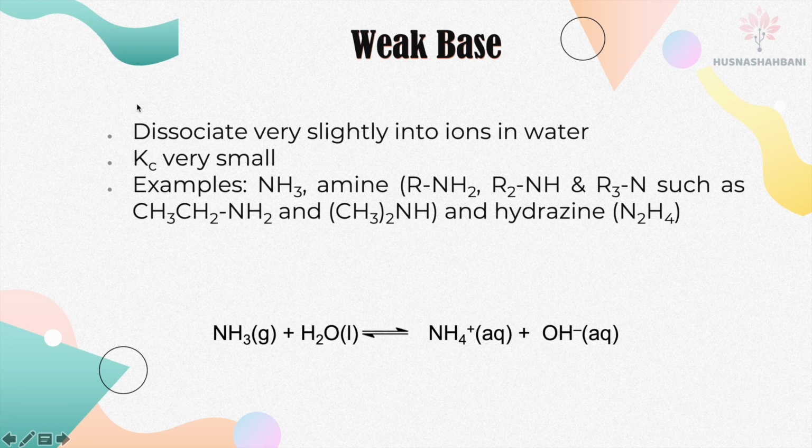While weak base dissociates very slightly into ions in water, so the Kc is very small, means not all NH3 will be converted to NH4+ and OH-. Only a very small amount of NH3 will be converted to NH4+ and OH-. Examples of weak bases are NH3, amines such as RNH2, R2NH, R3N, such as CH3CH2NH2, (CH3)2NH, and hydrazine N2H4.